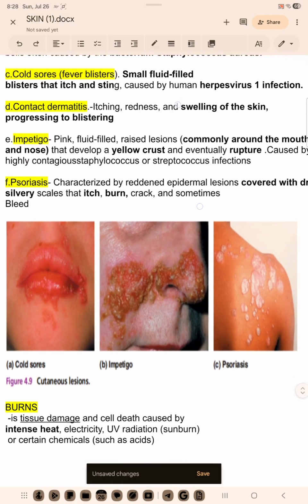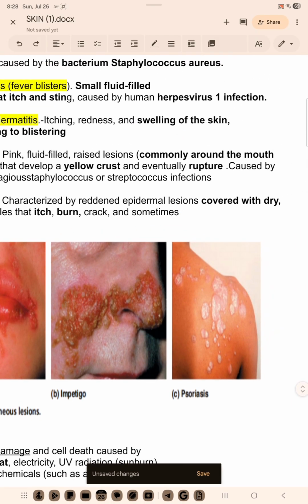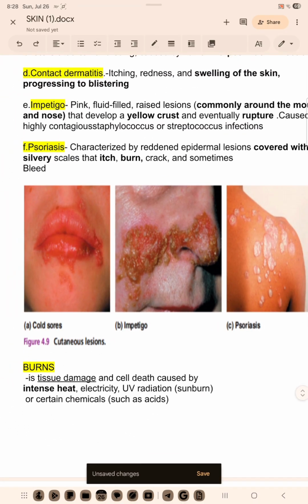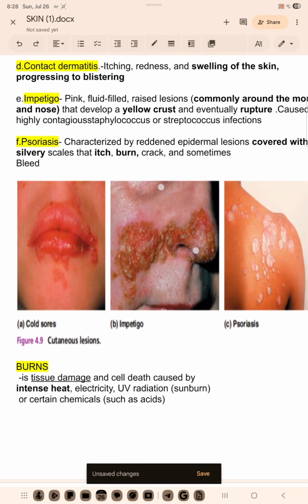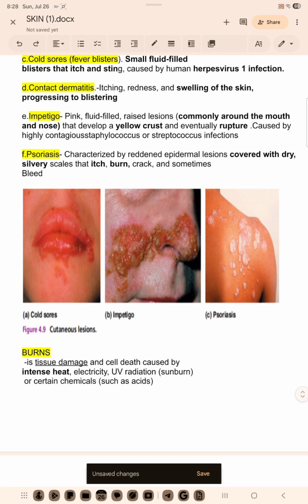Then we have here the impetigo, which is pink fluid-filled raised lesions, commonly around the area, with a yellow crust. Eventually they rupture, which means they burst, and the skin peels off. It is highly contagious.